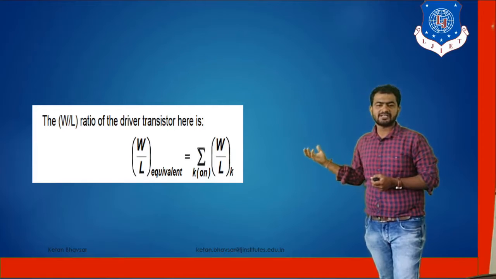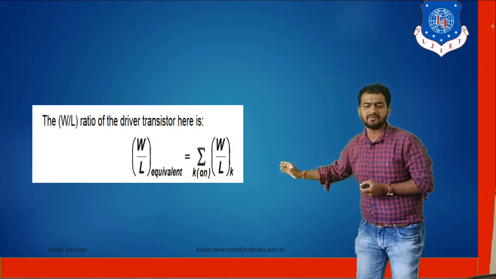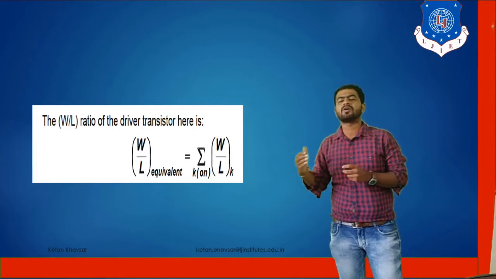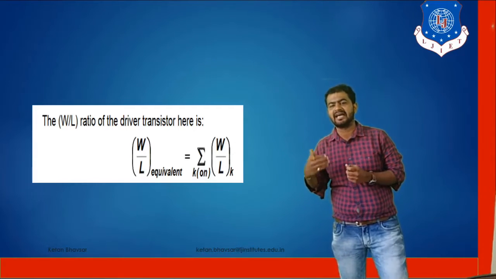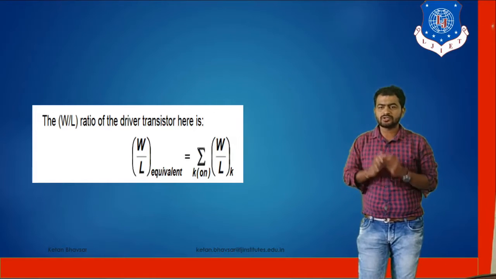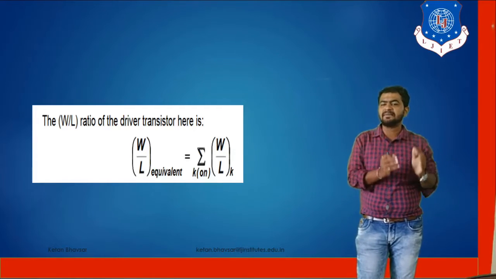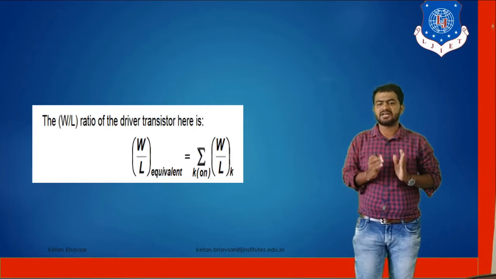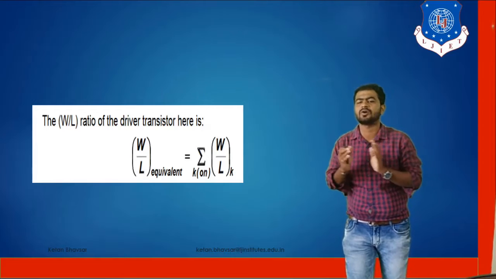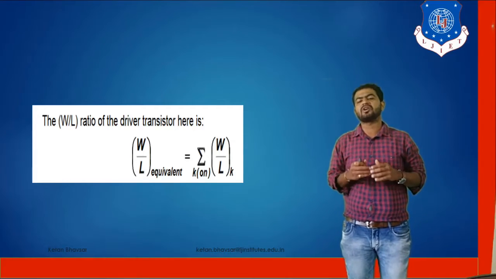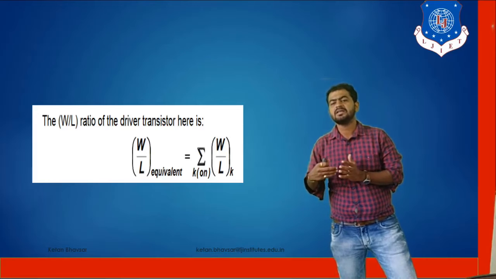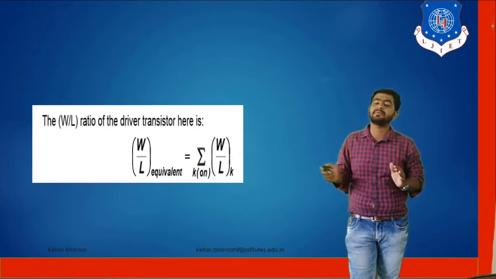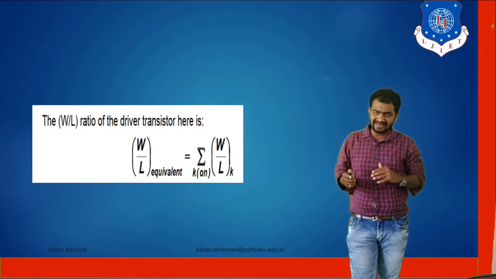And now the W by L ratio, as you can see, the W by L ratio is equivalent to summation of K, W by L K, means it is equivalent to the number of inputs that you are connected in that manner. Okay, so we are talking about a simple multiple number of NOR gate configuration, and the ratio of length to width is always proportional to the number of transistors you are connected in sequential manner. So these are the ratio of W by L in terms of width and length ratio.